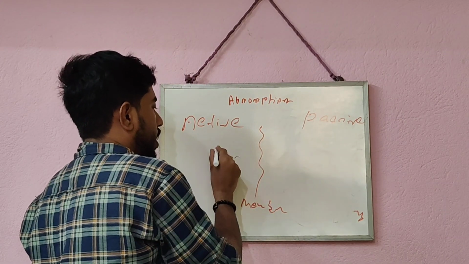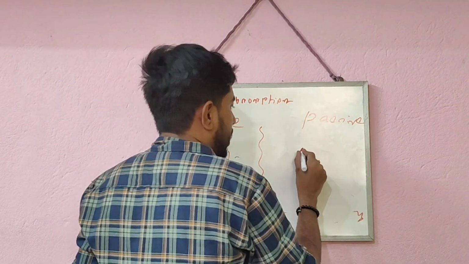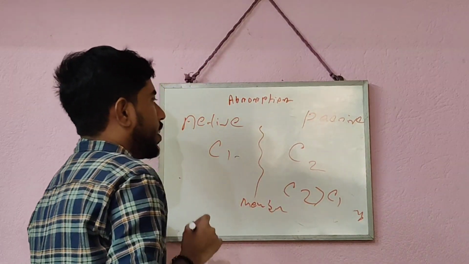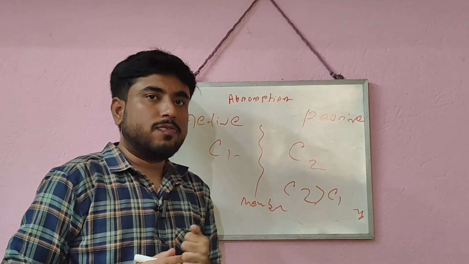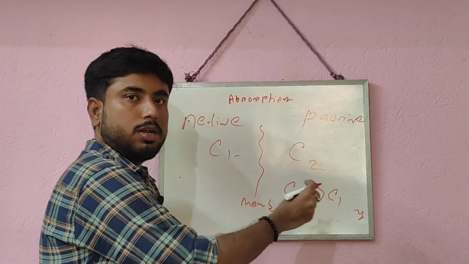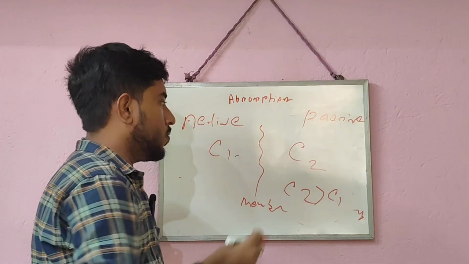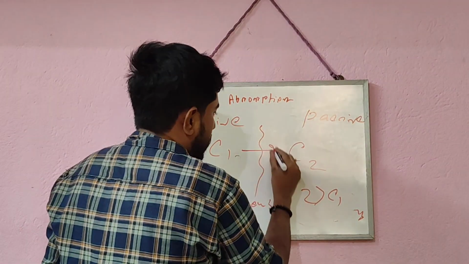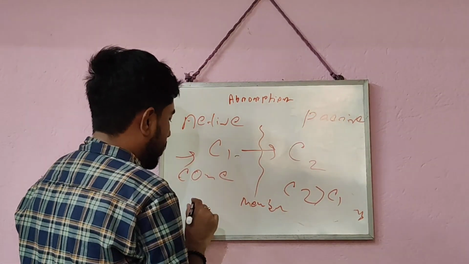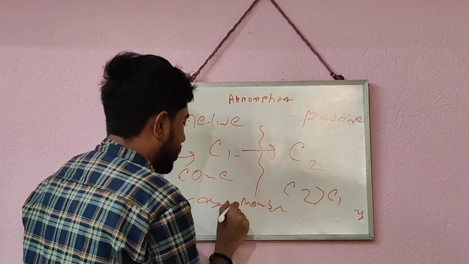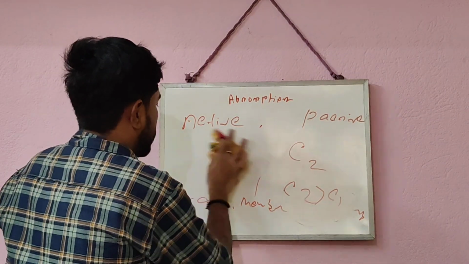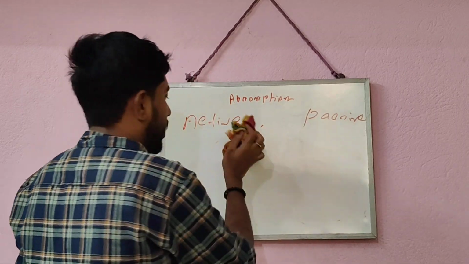So let's suppose here the drug concentration is C1 and here the drug concentration is C2, where C2 is greater than C1. This concentration difference is called the concentration gradient, and according to that concentration gradient the drug will be absorbed. The drug can move towards the concentration gradient, or it can move against the concentration gradient. So according to that they are divided into 2 parts, active and passive. We will now see what is active and what is passive.